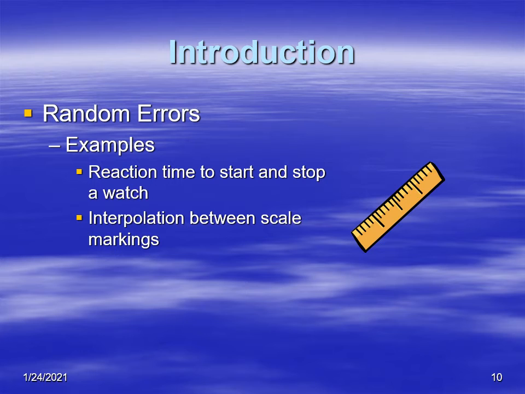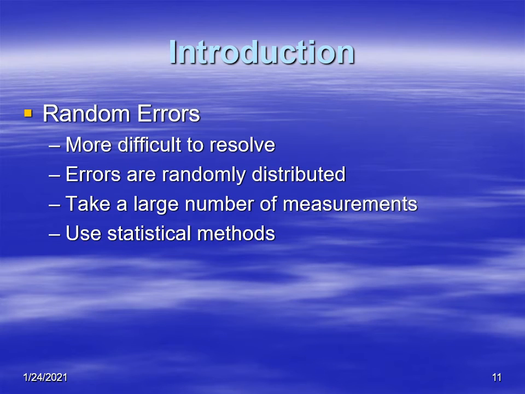Or interpolation errors are also random errors. If you have a ruler, for example, that doesn't have many markings, then you have to estimate. And sometimes you estimate to the high side, and other times you estimate to the low side. Random errors are more difficult to resolve. They are typically randomly distributed. Sometimes they're high, sometimes they're low. And if you take enough measurements, then you can use statistics to estimate the error.